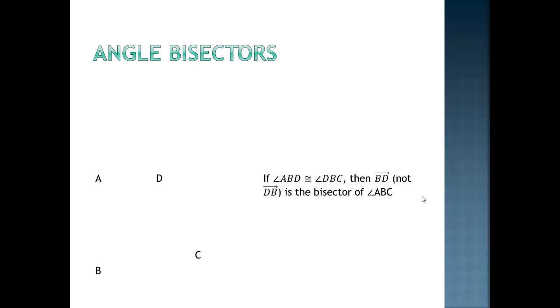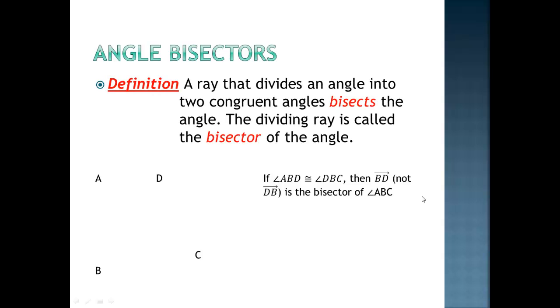All right, now let's look at angle bisectors. Ignore the part at the bottom for a second. Definition. We have a lot of definitions this time around. A ray that divides an angle into two congruent angles bisects the angle. The dividing ray is called the bisector of the angle.